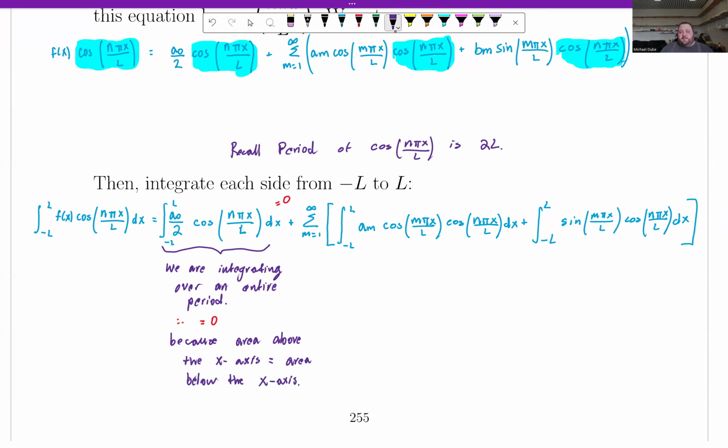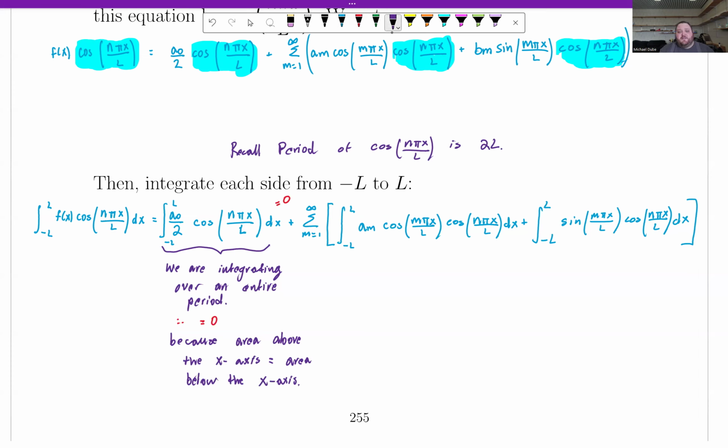Okay, so our cosine function, if we integrate over an entire period, the area above is equal to the area below, right? It's centered at the x-axis. And so therefore, we're going to get an area under that curve of 0 because they're going to cancel each other out. Okay, and so this first term will be 0. Okay, good. Next, let's look at our next term.